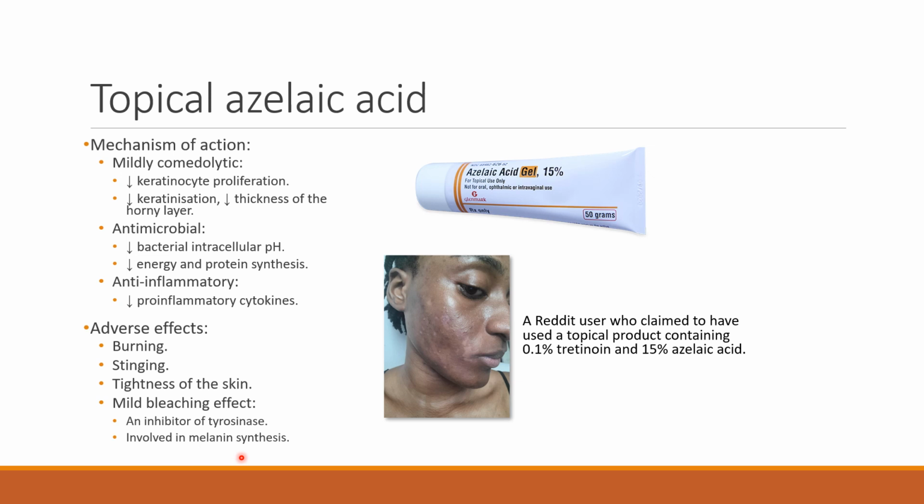FYI, hydroquinone, a popular whitening agent, also inhibits tyrosinase to decrease melanin production. However, hypopigmentation can occur and cause markedly uneven skin tone. I came across a discussion thread on Reddit where a user complained that azelaic acid bleached her skin and caused uneven patches of lighter skin on her face.